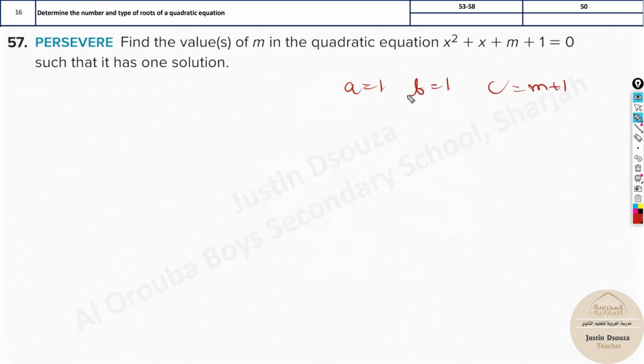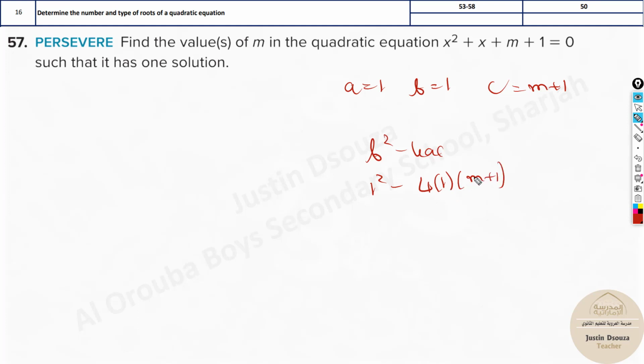Now we will do the square root function. Sorry, not the square root. What I'm trying to say is discriminant. I just forgot the word for some time. Now discriminant is b square minus 4ac. Substitute the values. It's 1 square minus 4 multiplied by a is 1 and c is m plus 1.